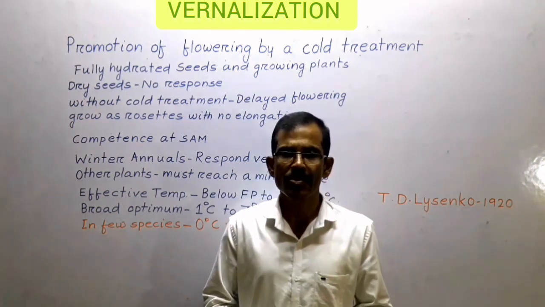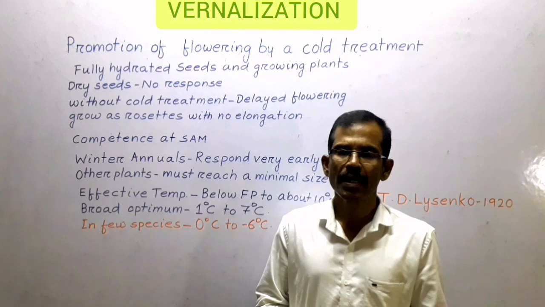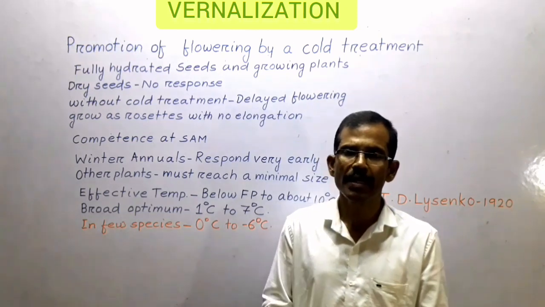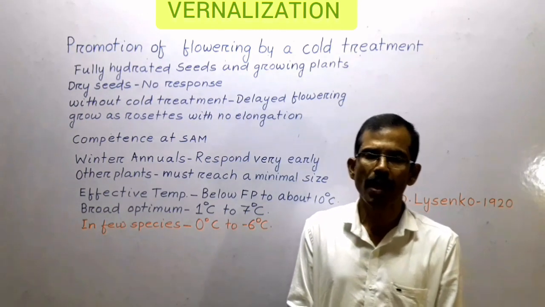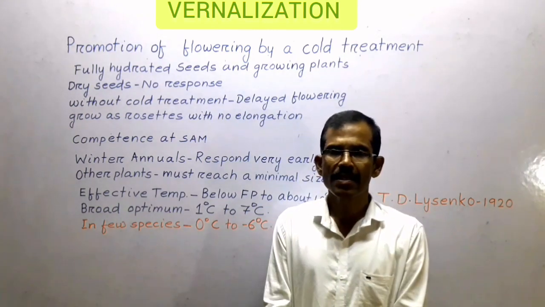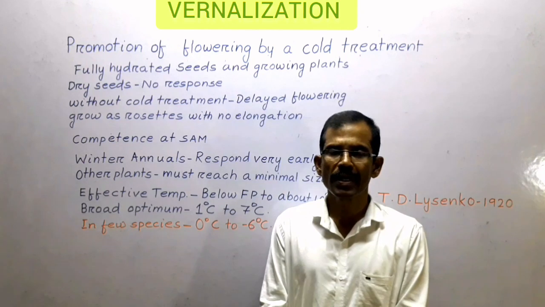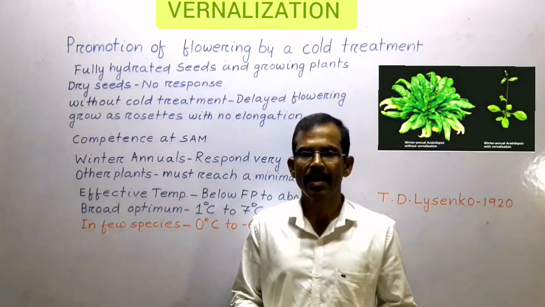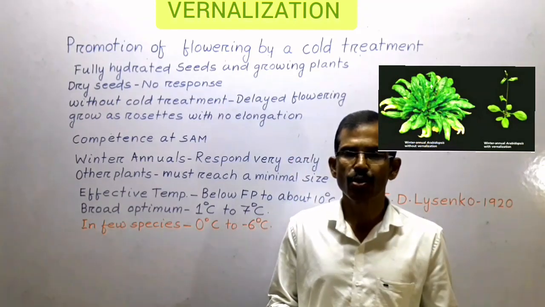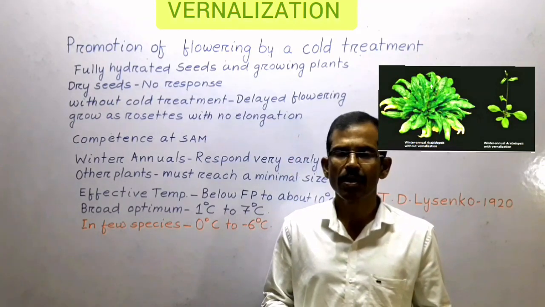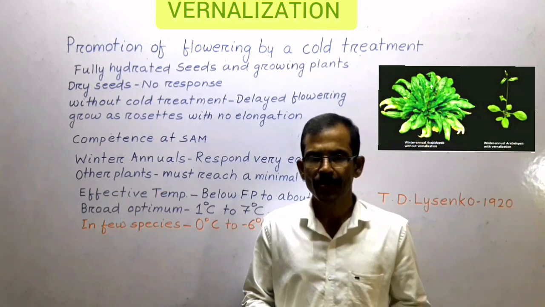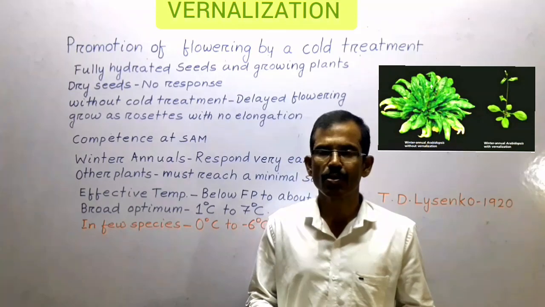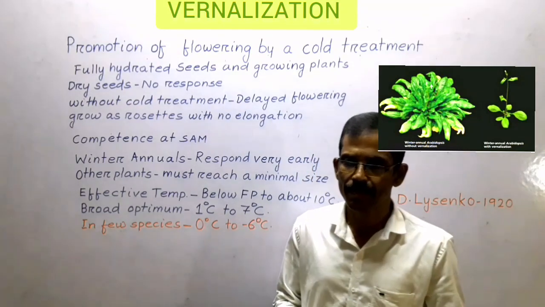Vernalization is the process whereby flowering is promoted by cold treatment given to a fully hydrated seed or to a growing plant. Dry seeds do not respond to cold treatment. Without a cold treatment, plants that require vernalization show delayed flowering or remain vegetative. Many of these plant species grow as rosettes with no elongation of the stem.